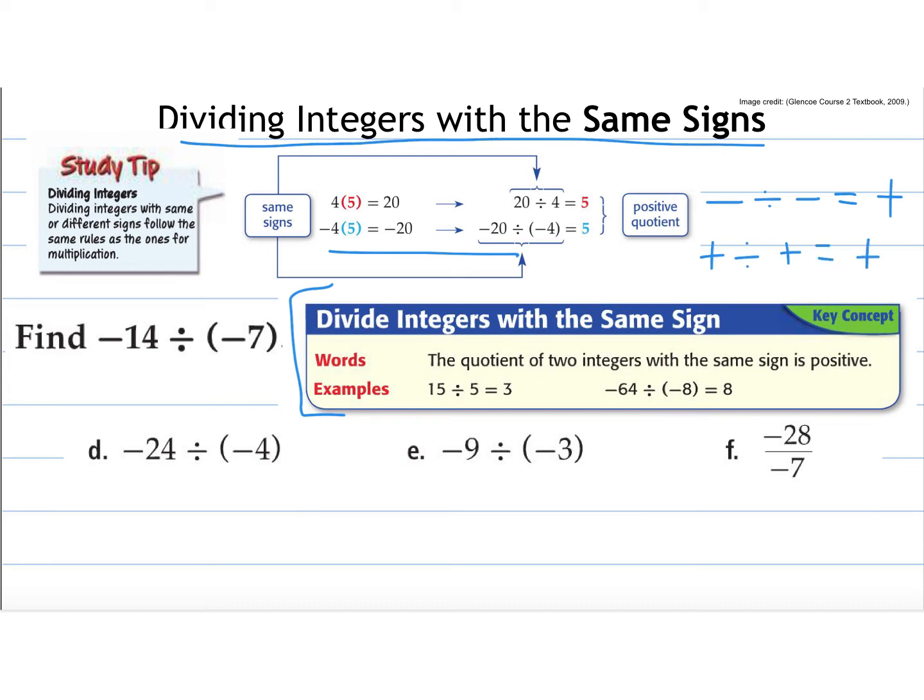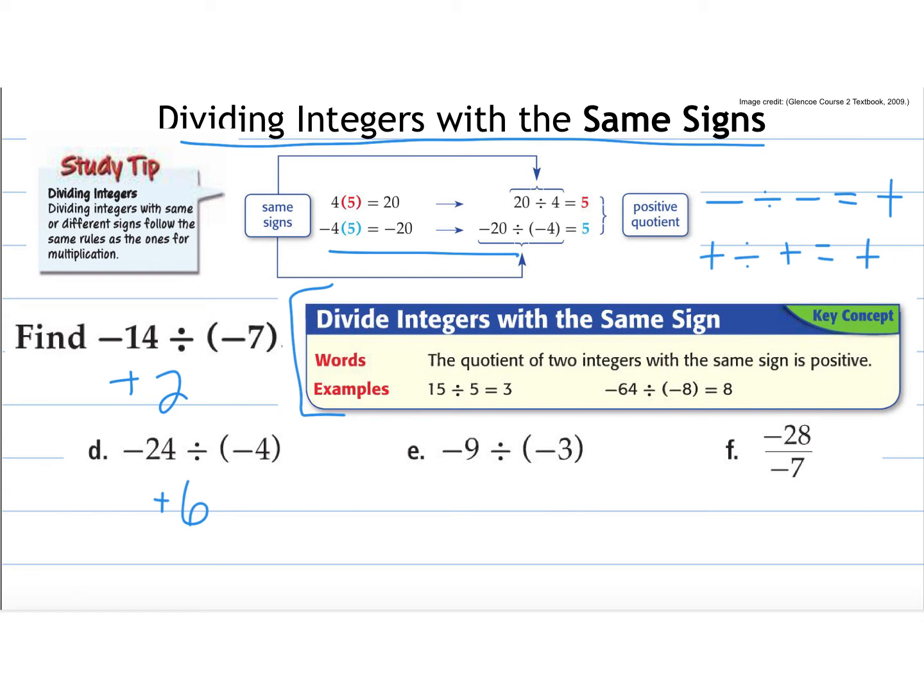So let's try that. Negative 14 divided by negative 7. Well, 14 divided by 7 is 2, and a negative divided by a negative, the sign is positive. Next one, we have negative 24 divided by negative 6. Well, 24 divided by 4 is 6, and a negative would be a positive 6.